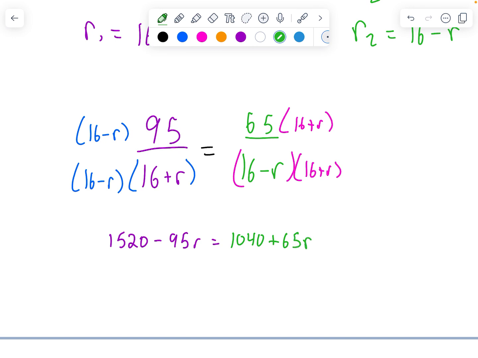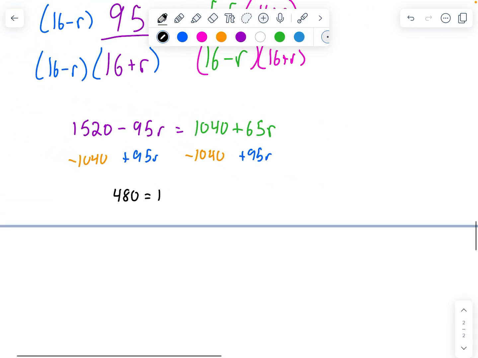And now we can just get R by itself. So subtract 1,040. Show the work on this one. Subtract 1,040. And I'm going to add 95R at the same time to both sides. So 1,520 minus 1,040 is 480. So you get 480 on this side is equal to, we're just doing 65 plus 95, which is 140R. Whoops.